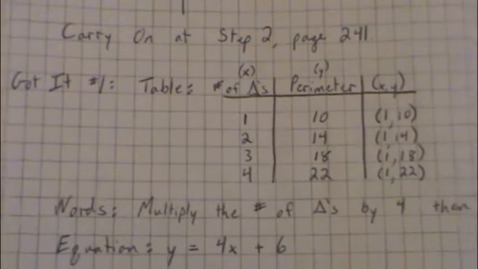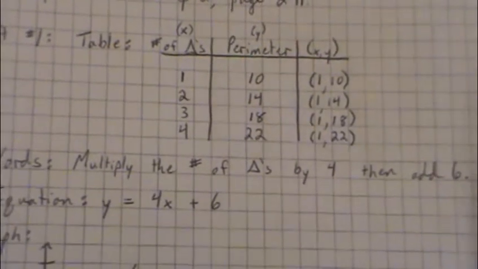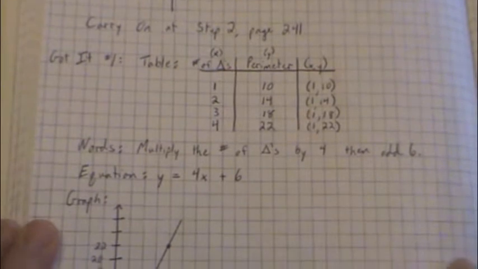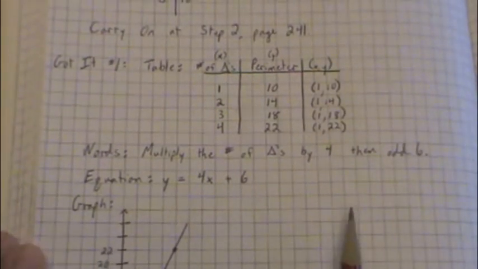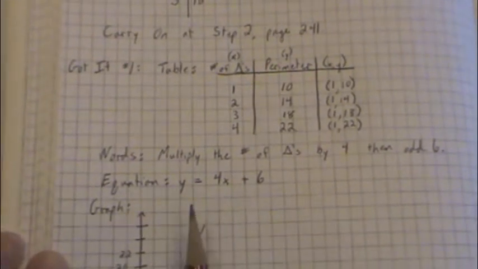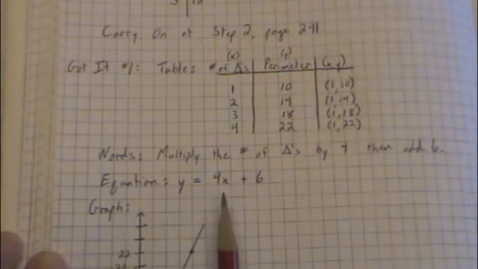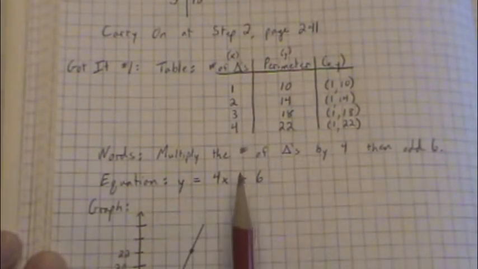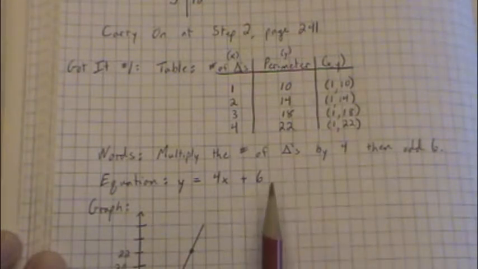I gave you the words so that you would have them. What is your equation going to be? You're going to multiply the number of triangles by 4, and then you're going to add 6. What's your equation going to be? Y equals 4x plus 6. X is our number of triangles. Multiply the number of triangles by 4, 4x. Then add 6 right there.